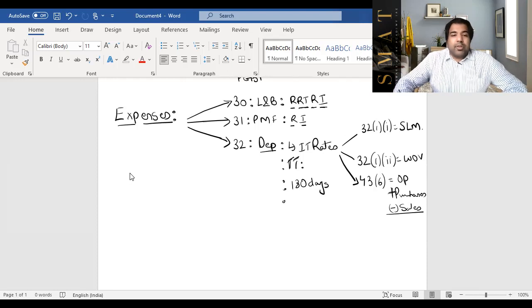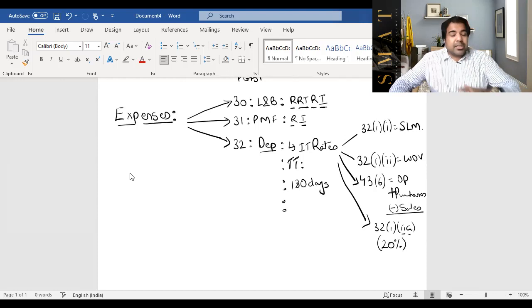Guys, whenever you're done with this, you also remember the next section in depreciation, that is section 32(1)(iia). (ii) is WDV and (iia) is additional depreciation. So you get an additional depreciation. It's a one-time depreciation that you get at the rate of 20%. Guys, this is also depreciation.